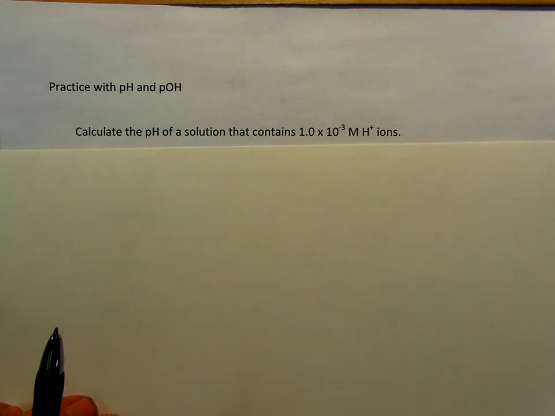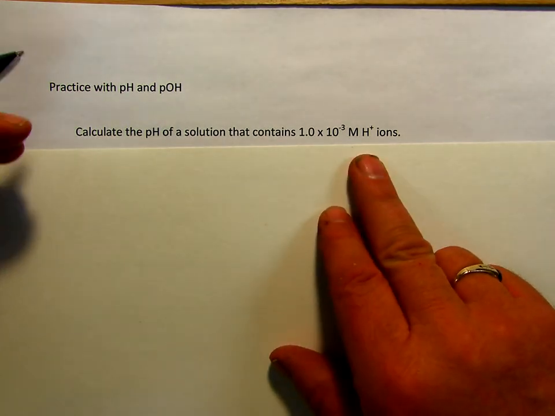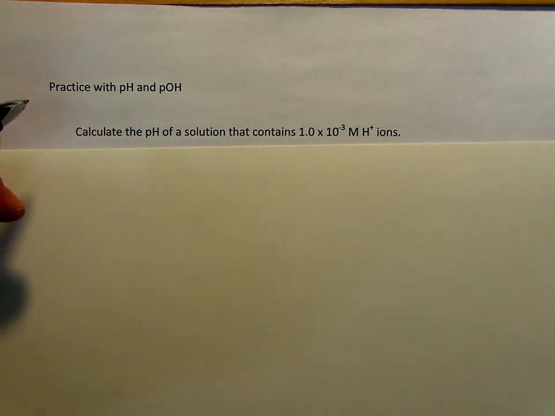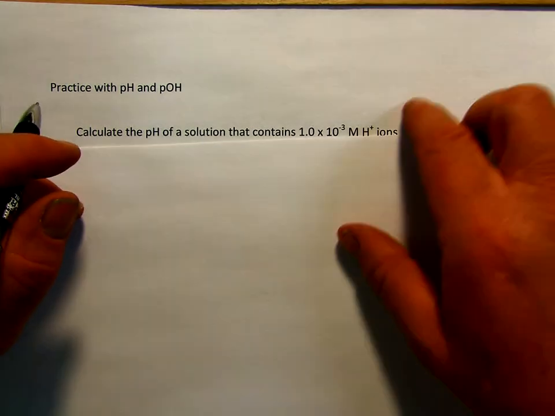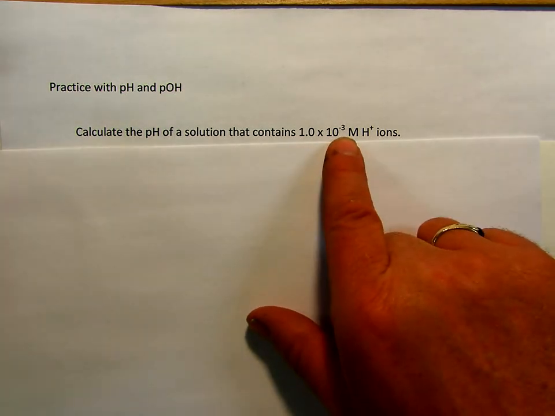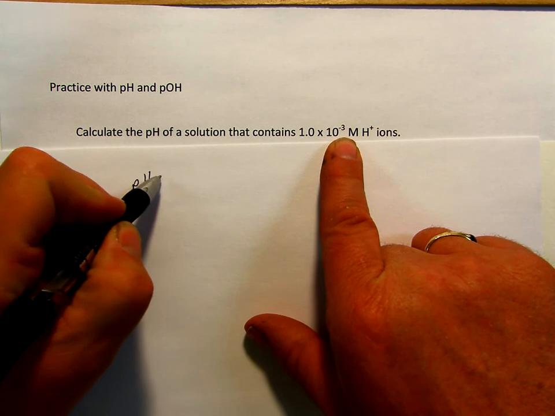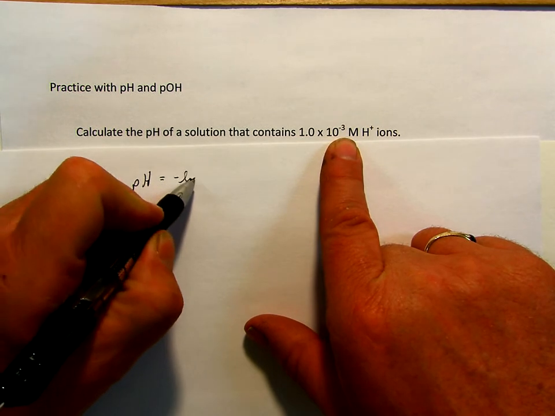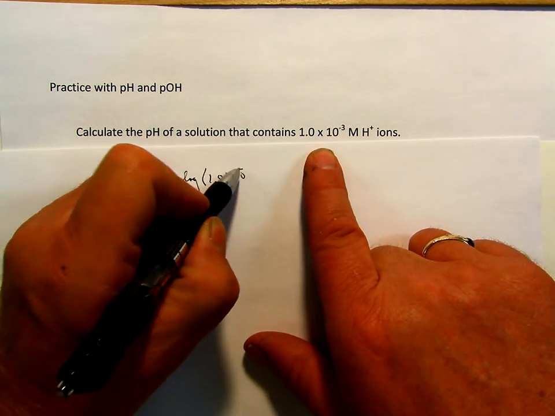Calculate the pH of a solution that has 1 times 10 to the minus 3 moles per liter of hydrogen ions. Well, you should have done this, or you should have caught this already. Since this is a 1, I can tell the pH is equal to 3. But just in case you can't, pH is equal to the negative log of the hydrogen ion concentration, which is 1.0 times 10 to the negative 3.